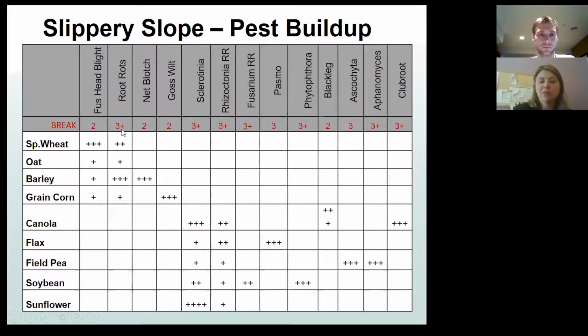Root rots, 3+ years. Goss's wilt, 2 years. Clubroot, we actually say 3+ years. And that goes to the actual inoculum, or what is actually causing the disease and how long it can stay around in the environment. And that's either staying on the stubble, with something like blackleg, or actually staying in the soil as a resting body, and that would be something like clubroot.